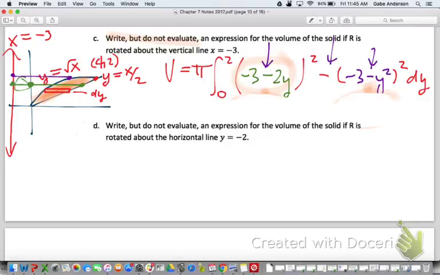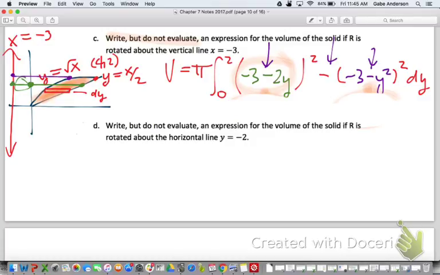Is there anything out there you want to ask? Okay, so then this is your chance to try this on your own. D, write but do not evaluate an expression if that same region is rotated around the horizontal line y equals -2. So this is your chance to try this on your own completely. See how it goes. We'll look at a solution in a couple of minutes.